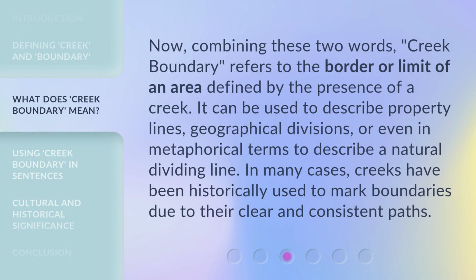Now, combining these two words, creek boundary refers to the border or limit of an area defined by the presence of a creek. It can be used to describe property lines, geographical divisions, or even in metaphorical terms to describe a natural dividing line. In many cases, creeks have been historically used to mark boundaries due to their clear and consistent paths.